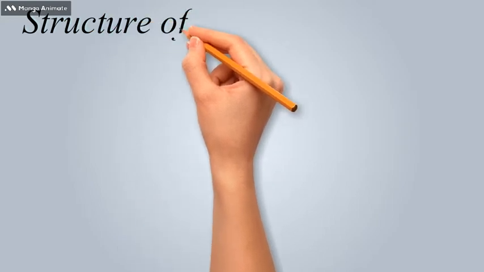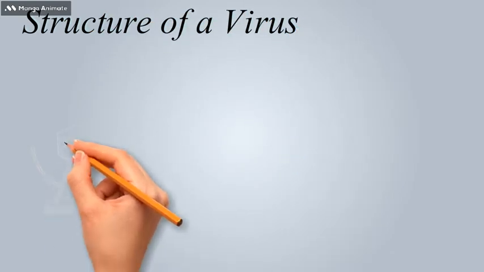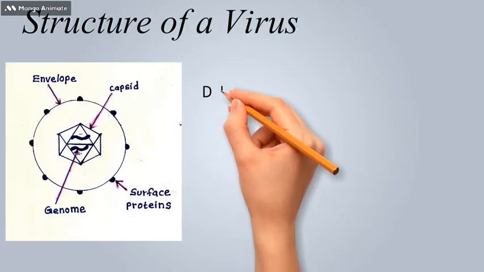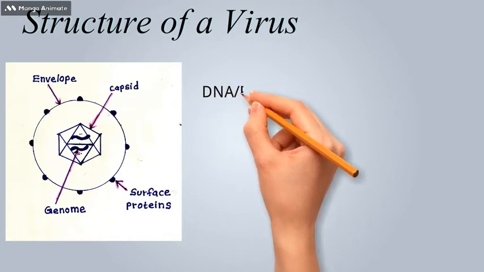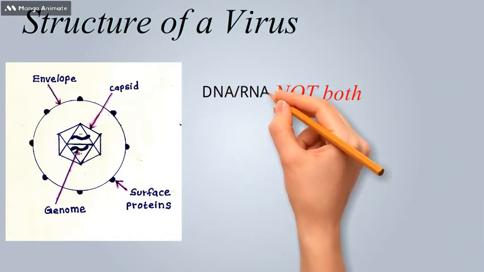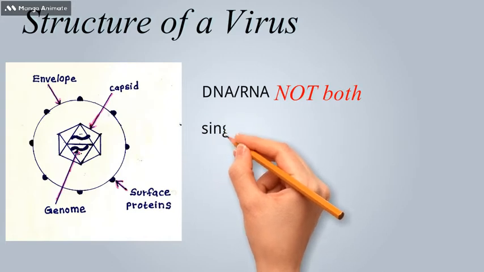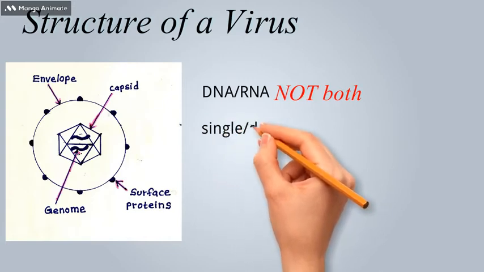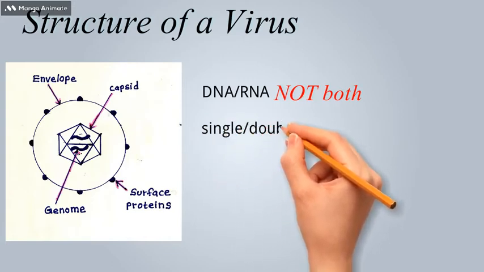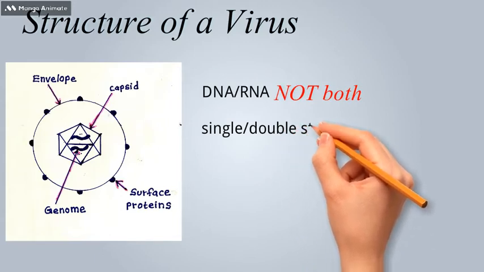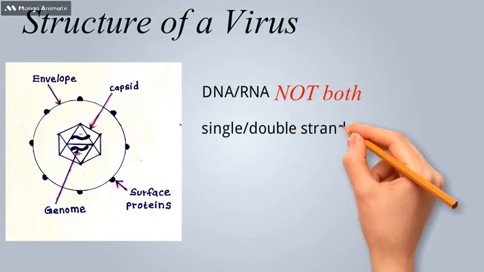Now let's see the structure of a virus. A virus contains a nucleic acid core comprising DNA or RNA. Keep in mind that it does not contain both DNA and RNA. It contains either DNA or RNA. Those can be in single or double-stranded form. This is the genome of the virus.